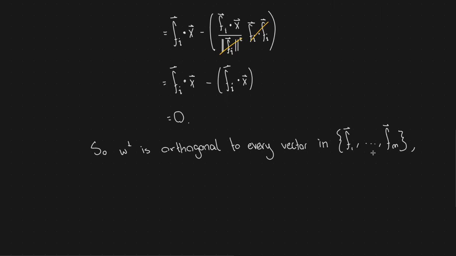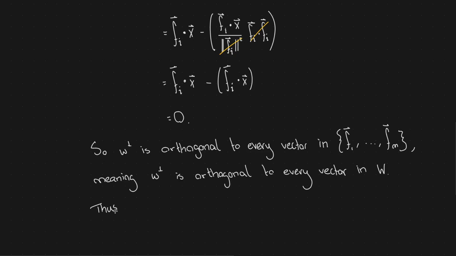Okay? And since it's orthogonal to every vector in the basis, and this basis spans W, it's also orthogonal to W. Meaning W perp is orthogonal to every vector in subspace W. And being orthogonal to every vector in subspace W is exactly what it means to be in the orthogonal complement of a subspace. So therefore vector W perp is in subspace W perp, the orthogonal complement of subspace W.